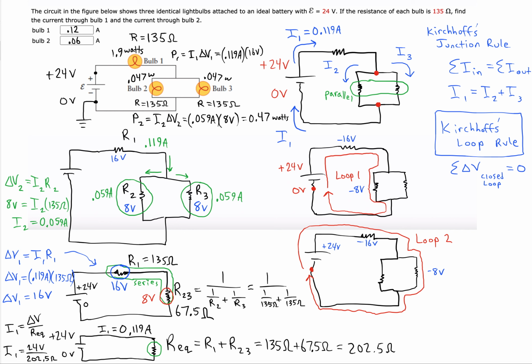So if you predicted that bulb 1 would be the brightest, then you were correct. The reason why it's the brightest is because all the charges that go through bulb 2 and 3, they have to pass through bulb 1. There's no way they can get to bulb 2 and 3 without passing through bulb 1 first.